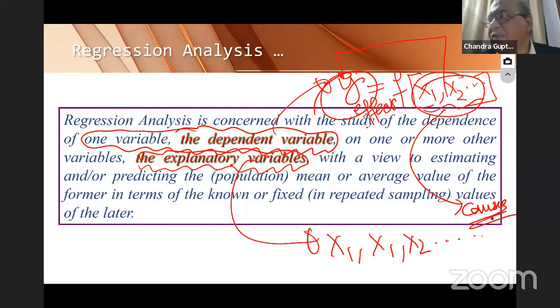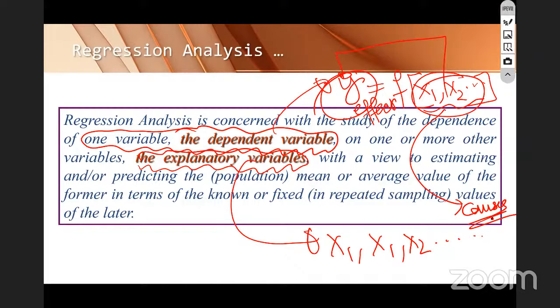Shubham, I don't think my voice is cracking from my side. Please check at your end. Yes, sir, your voice is audible and very clear.